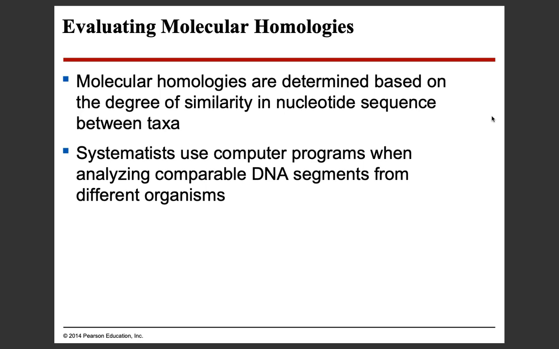So systematists use computer programs when analyzing comparable DNA segments from different organisms. It's called a BLAST database. We actually have a bunch of the genomes already sequenced of different organisms. We have their genus and species on file with all of the genomes that are related to that. And then you can compare that to another organism and it'll tell you how many similarities they have, because a computer can go through and count millions of bases in seconds, whereas it would take a human forever to do that.